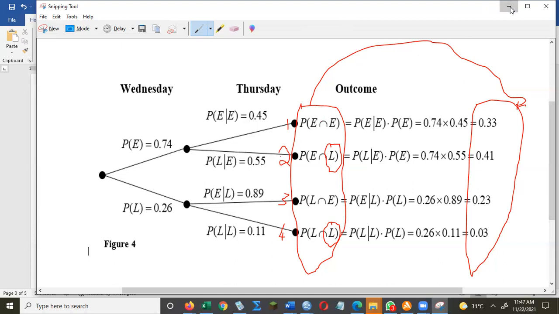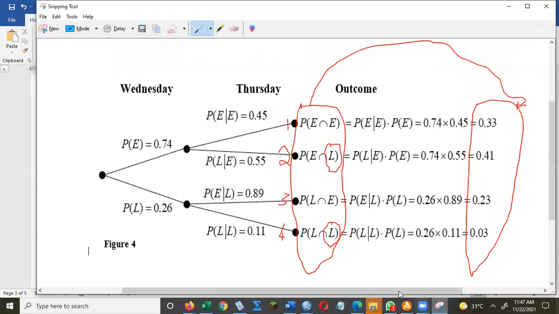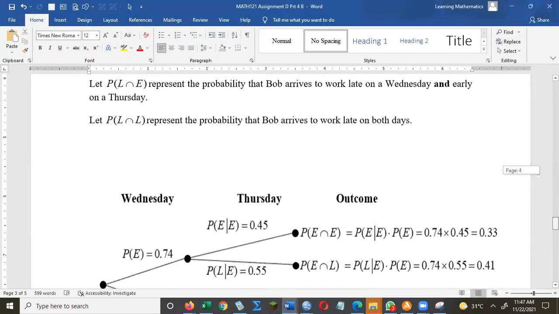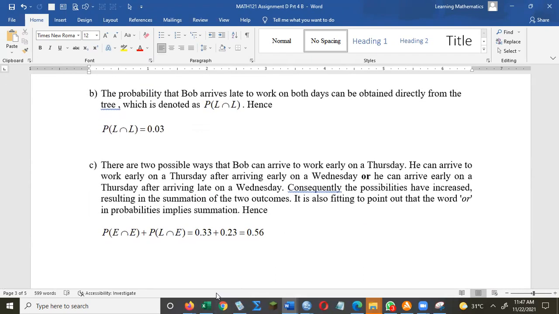All right, so let's just check part C, the "or". As you can see, we can anticipate we're going to add those two values there. This way or that way. Two ways that he can come to work late on a first day. And here it is. Right, 0.33.